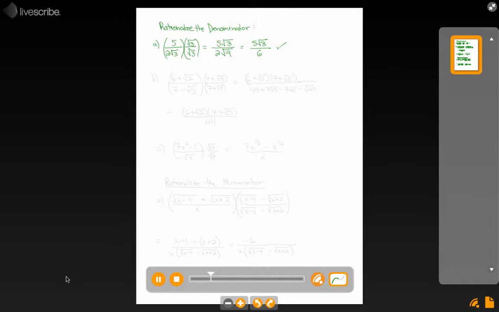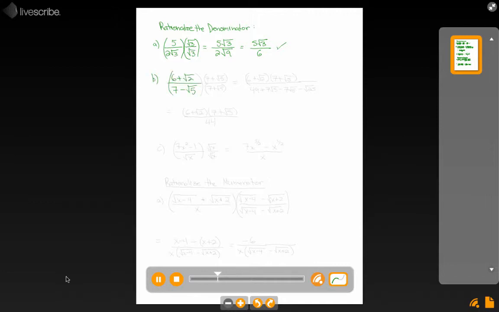If you try this on your calculator, 5 times root 3, and divide it by 6, it'll give you the exact same horrendous looking decimal as you got when you did 5 divided by 2 root 3. So you can see that you haven't changed the value of the fraction, you've just changed what it looks like.